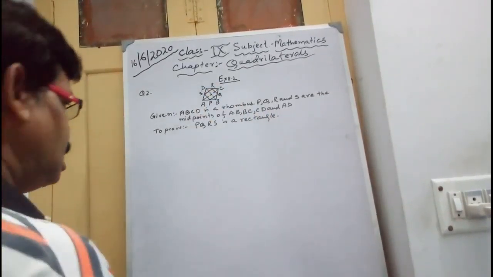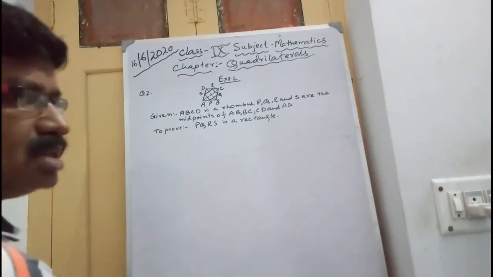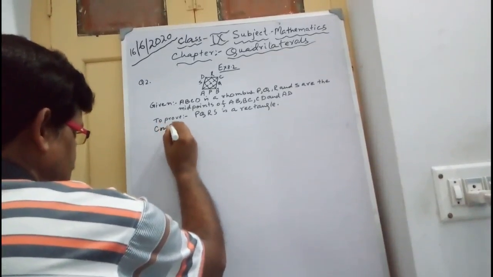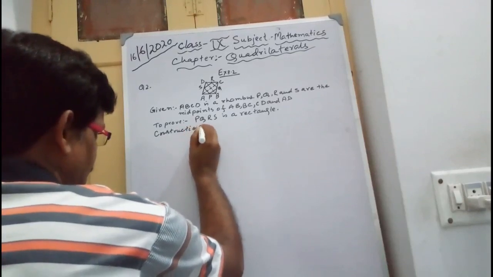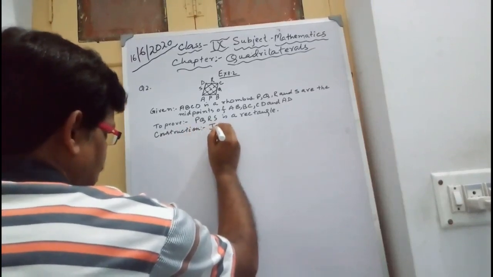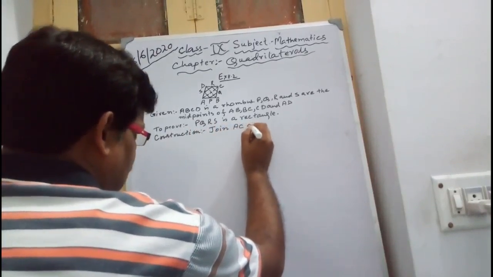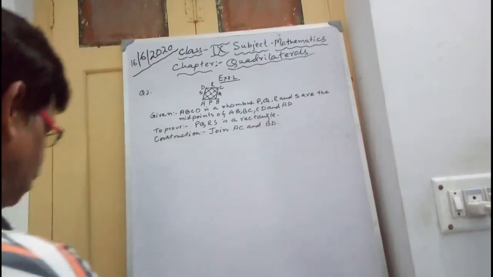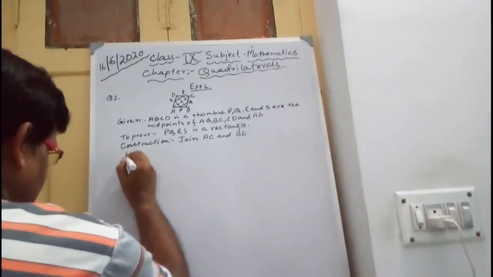Now AC and BD are joined in this figure, so write this one in construction. Construction: join AC and BD. Now start the proof.